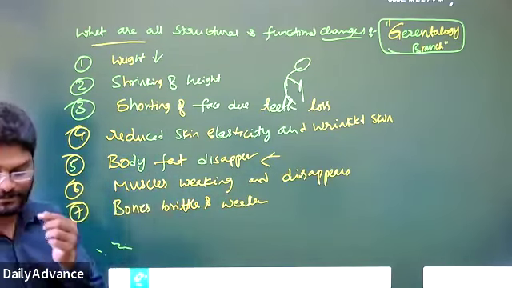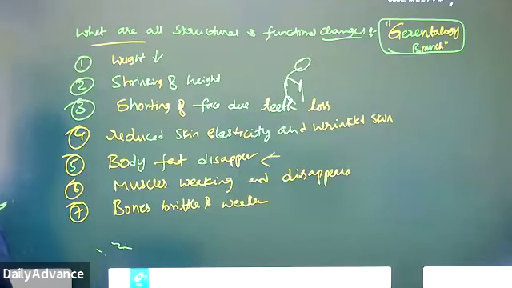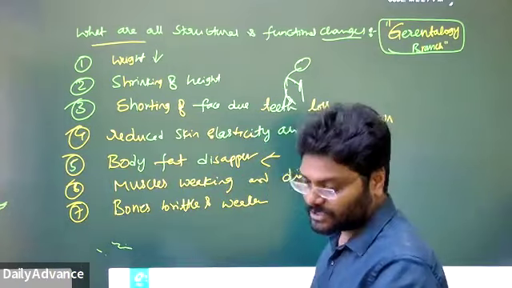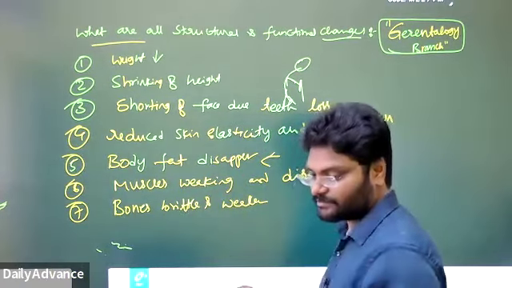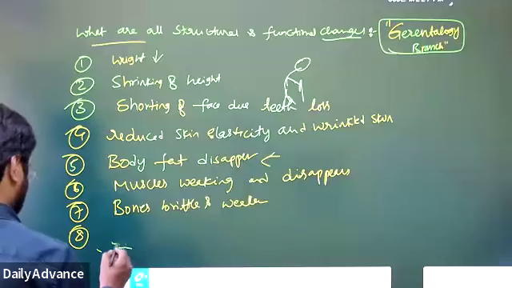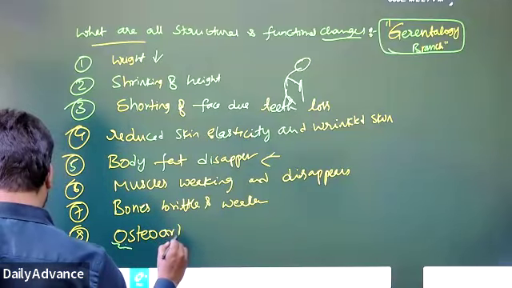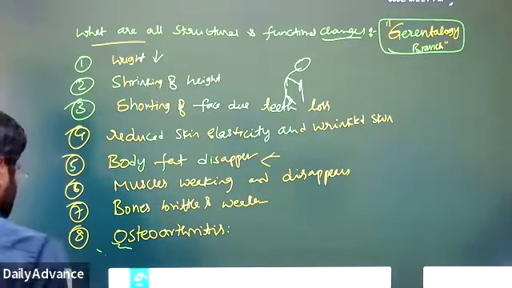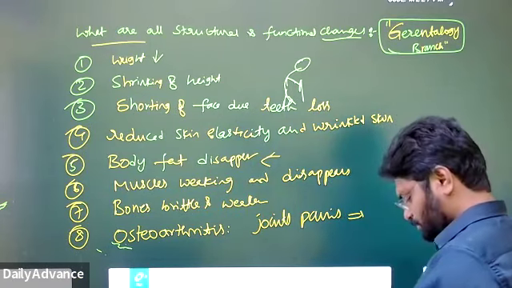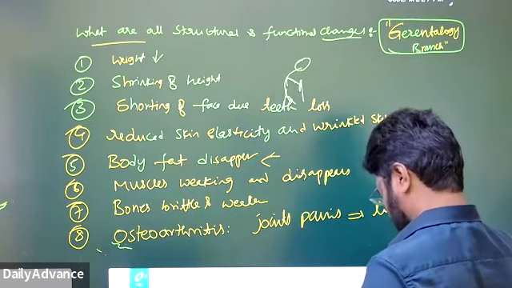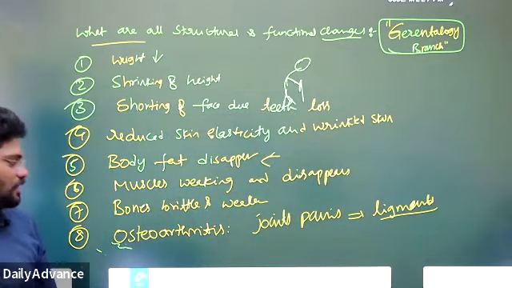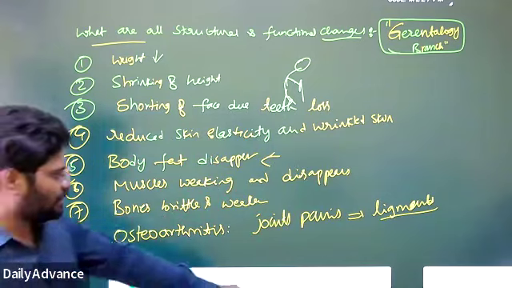So muscles weakening and disappearing. And second one is bones becoming brittle and weaker. If old age people fall down while they are walking, not from great heights, even from walking, their bones break. So this is also one of the problems. Next, osteoarthritis. That means joint pains, due to disappearance of the ligaments, which attach the bones. Ligament disappearance leads to the joint pains that we call osteoarthritis.